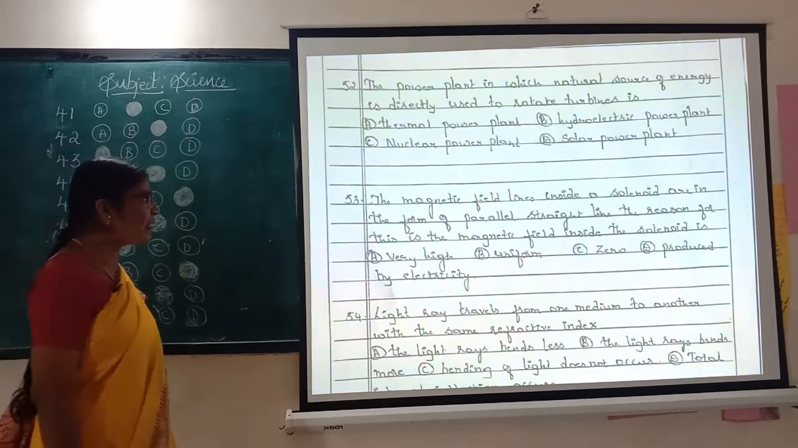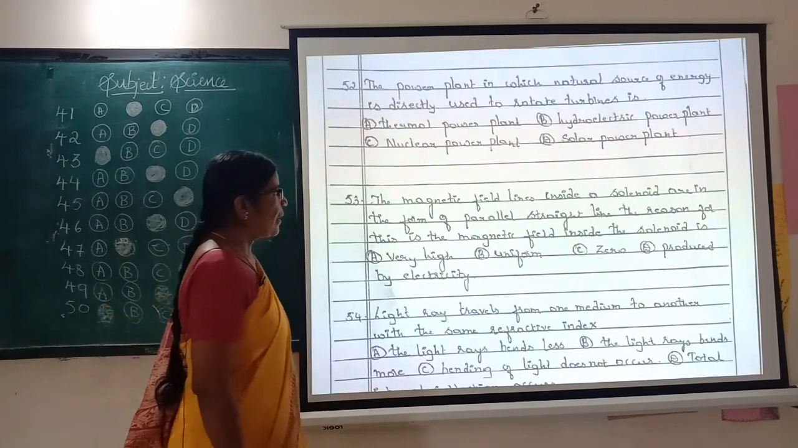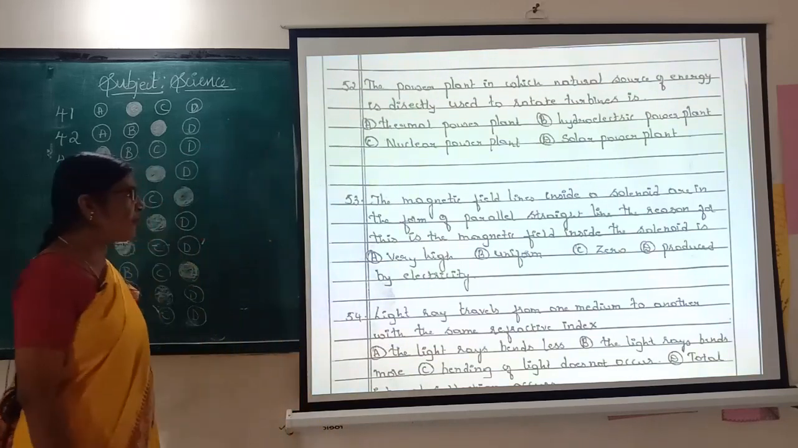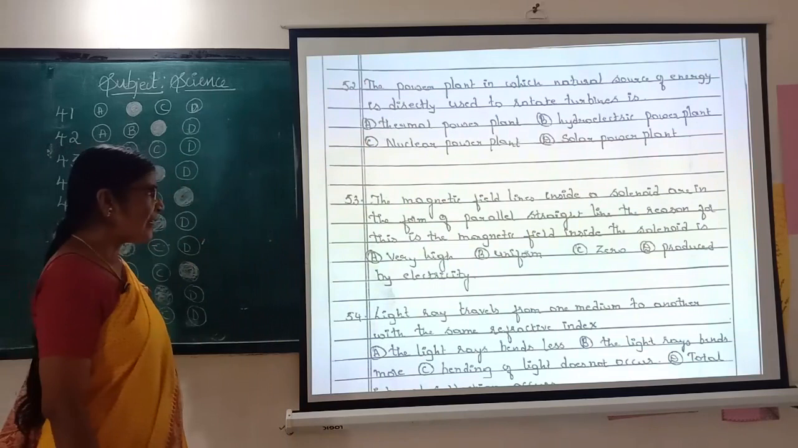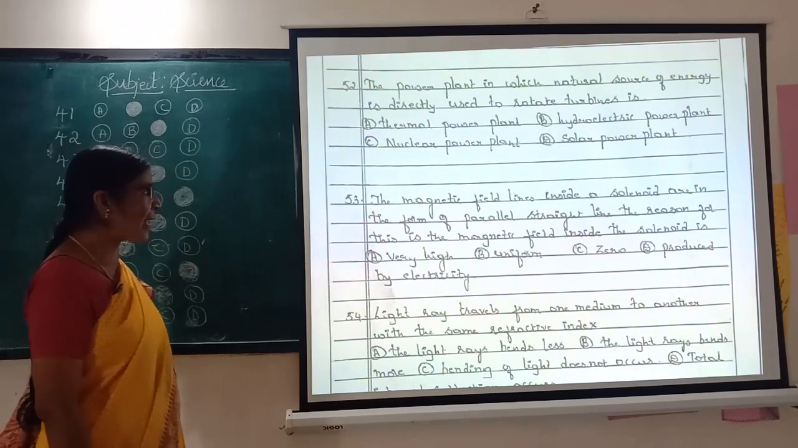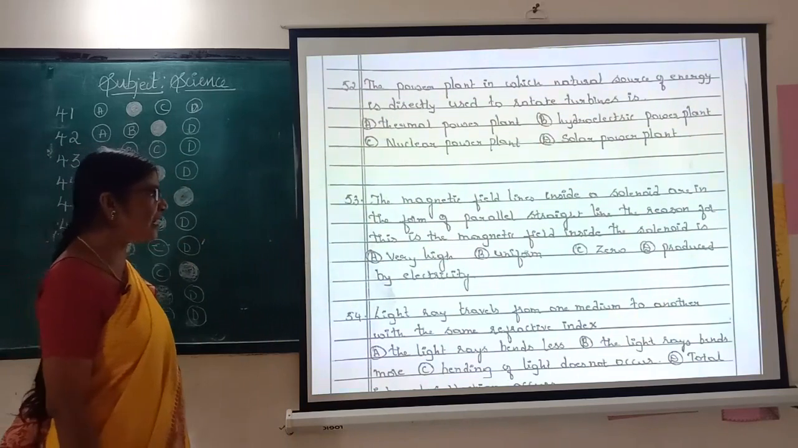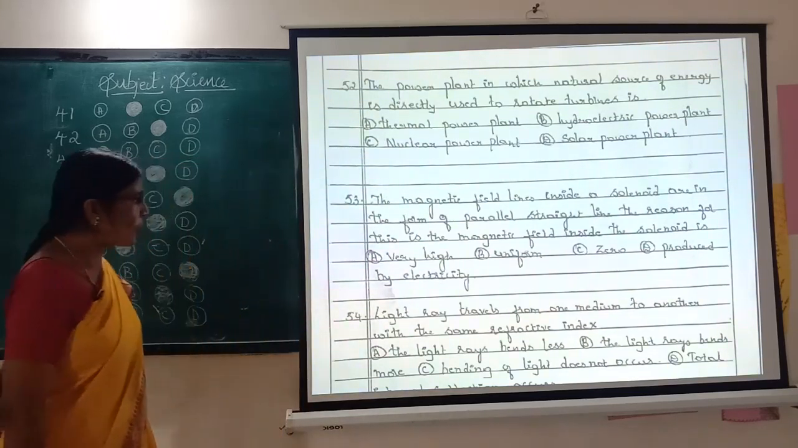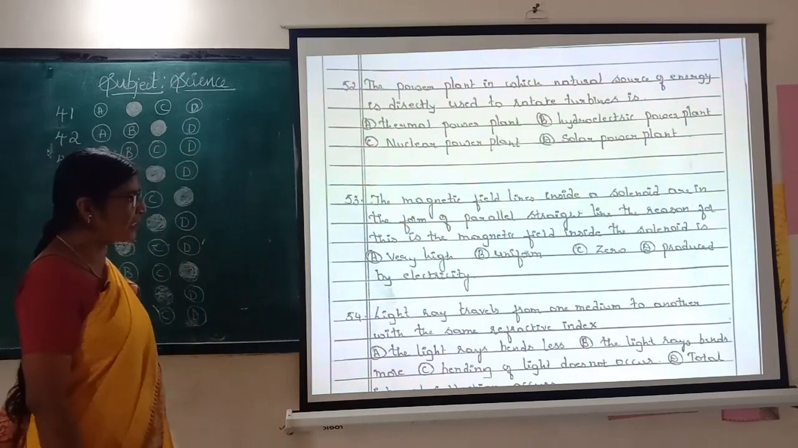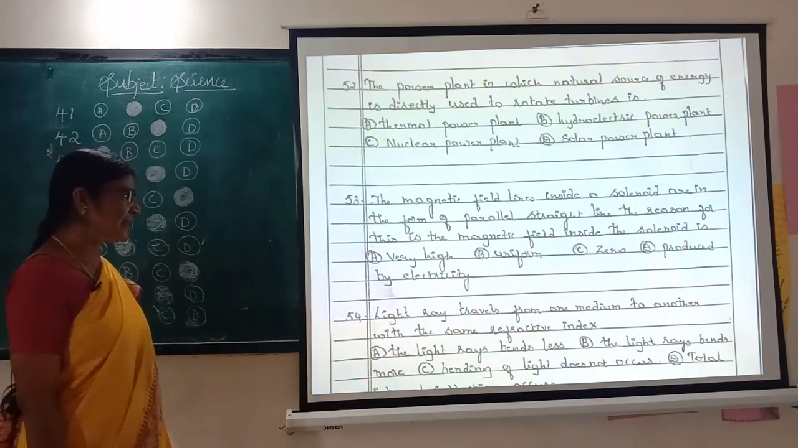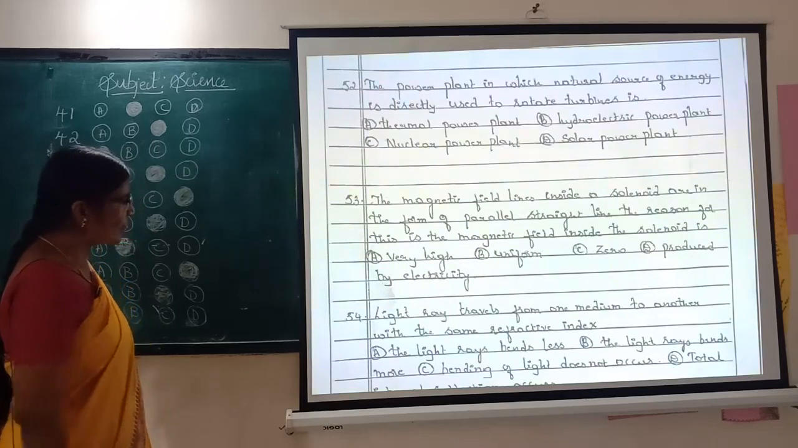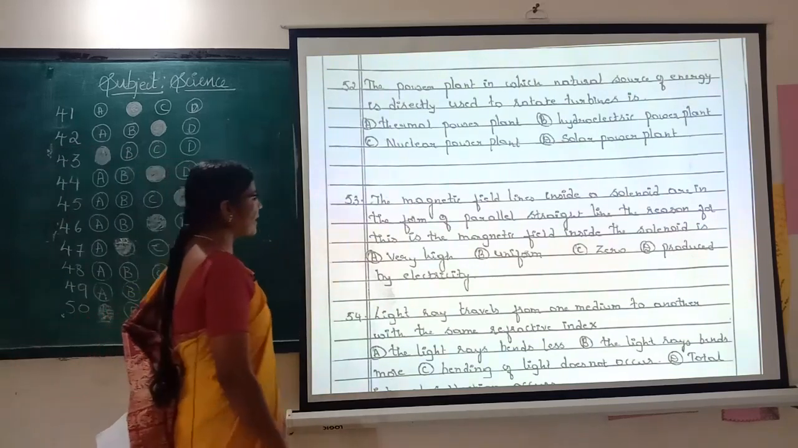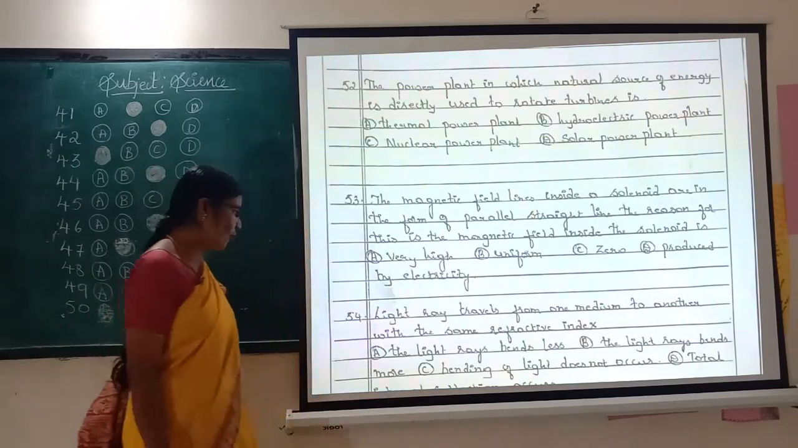Next, 53rd question. The magnetic field lines inside a solenoid are in the form of parallel straight lines. The reason for this is that the magnetic field inside the solenoid is: option A, very high; option B, uniform; option C, 0; option D, produced by electricity. For the 53rd, B option is the right answer, children, that is uniform.